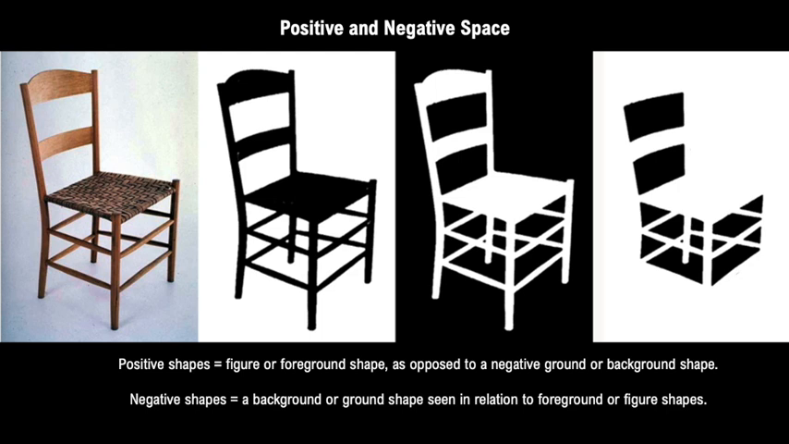Positive and negative shapes. A positive shape is a filled space. It's a figure or a foreground shape as opposed to a negative ground or a background shape. Negative shapes are a background or a ground shape seen in relation to foreground or figure shapes. So, this chair is a positive shape. The background is negative. Now we can see these different inversions here. But this is the negative space, these holes in between here. And they are just as important as positive.